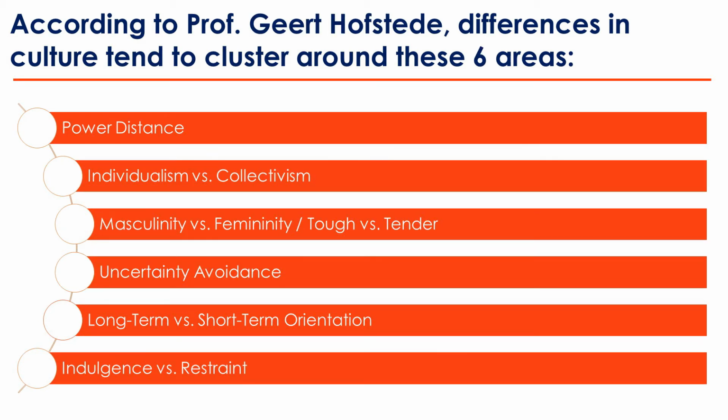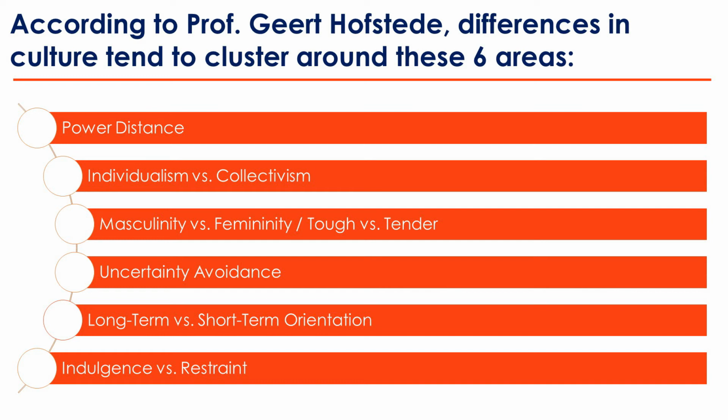On the other hand, we have a model associated with Professor Geert Hofstede. And according to Hofstede, differences in culture tend to cluster around the following 6 areas. The first of these is power difference. Are people in positions of power or authority viewed as these kind of aloof, monarchical, semi-divine figures, or are they seen as just kind of normal, everyday people?